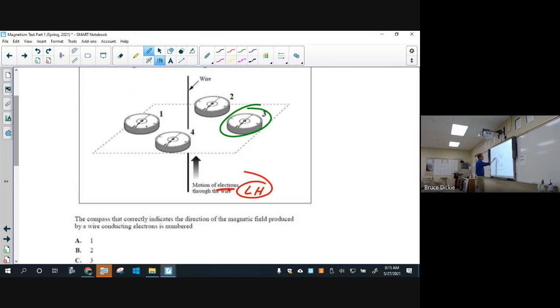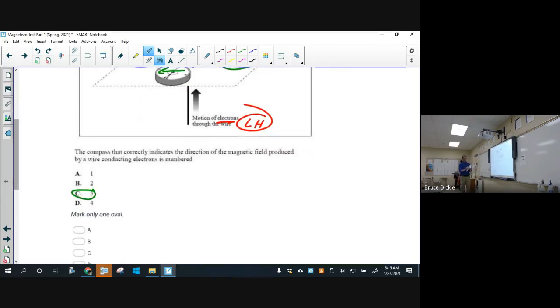Number 1 is pointing out of the page, but it shouldn't be. It should be pointing into the page. Number 2 should be pointing to the right. Number 3 should be pointing out of the page, and it is. And number 4 should be pointing towards the left of the page, but it isn't. It's pointing out of the page. So my answer for this one is going to be 3, which is option C.